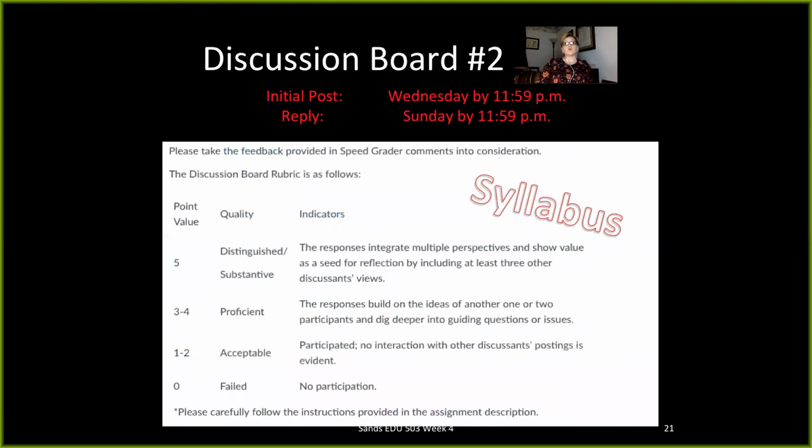The discussion board rubric is on the syllabus. It is not in SpeedGrader at this time. So I wanted to make sure you were aware of the point values. Please note that the original post is 2.5 points and the reply is 2.5 points. But be aware that we are probably down to 4 people in this class. We started with 9. So it's really hard for you to reply to 2 other students. So 1 reply works just fine.